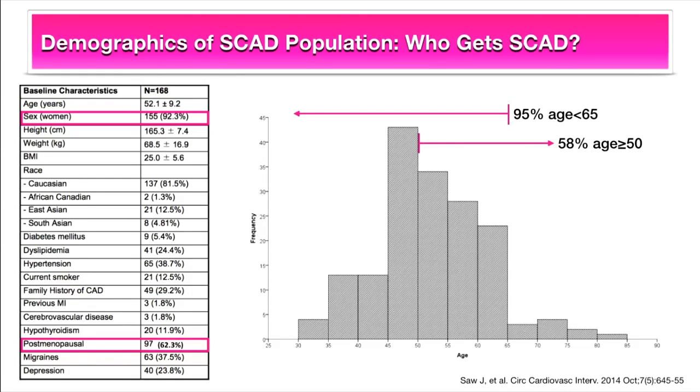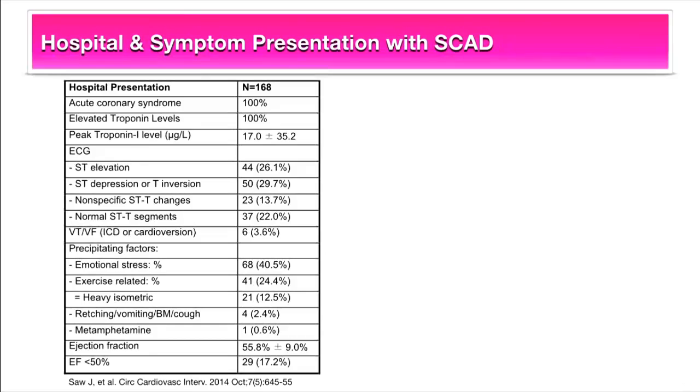92% of our population were women overall, and SCAD patients tend to be relatively healthy. They have a low BMI, normal at 25. It can affect any race. In our population, 81% were Caucasian. That represents our population here in Vancouver. Other cardiovascular risk factors like diabetes are quite low, at only 5%.